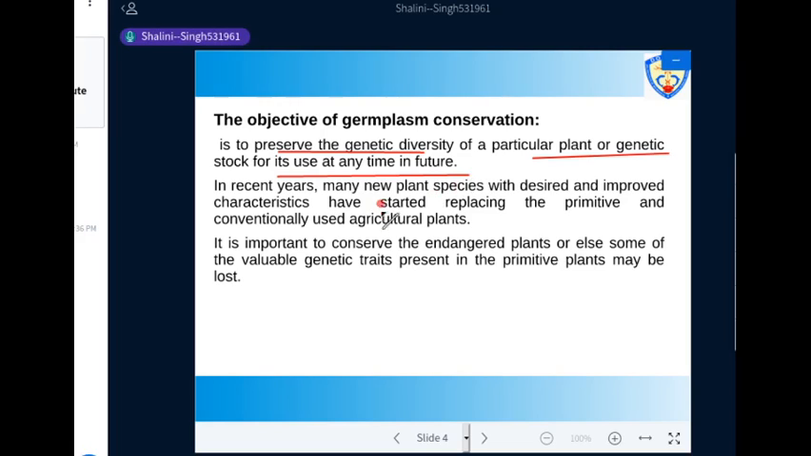But in recent years, many new plant species with desired and improved characteristics have started replacing the primitive and conventionally used agricultural plants. It is important to conserve the endangered plants, or else some of the valuable genetic traits which are present in the primitive plants may be lost, and that will be a loss of biodiversity of that particular crop species.